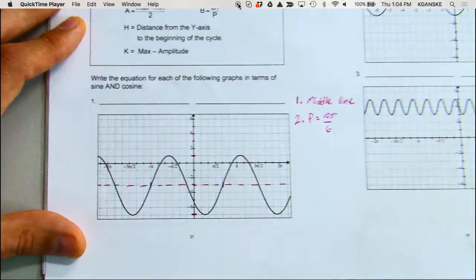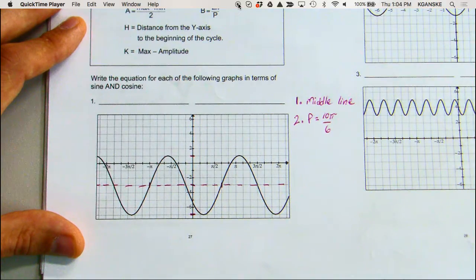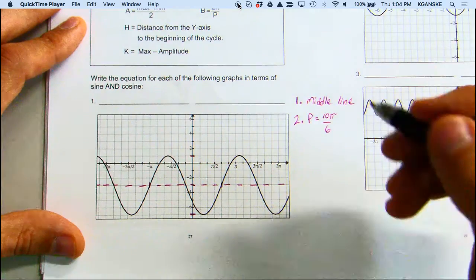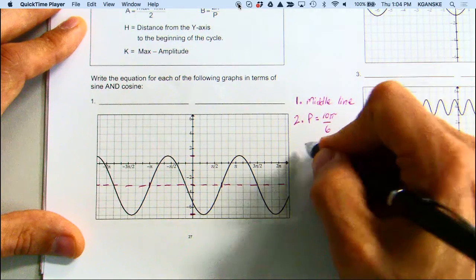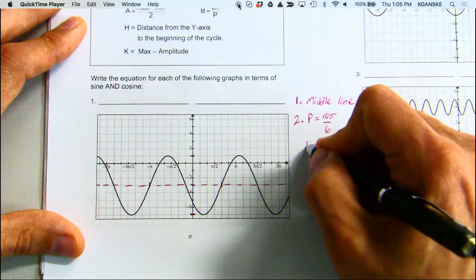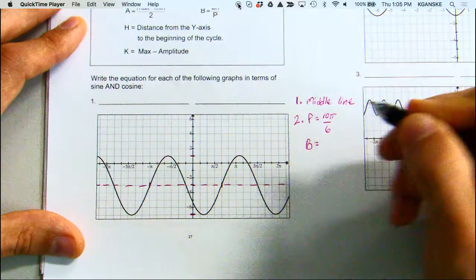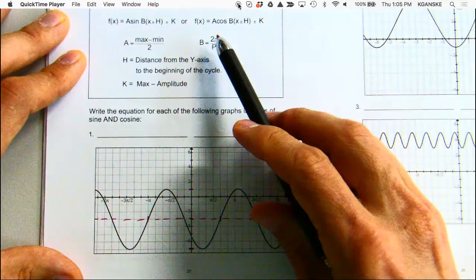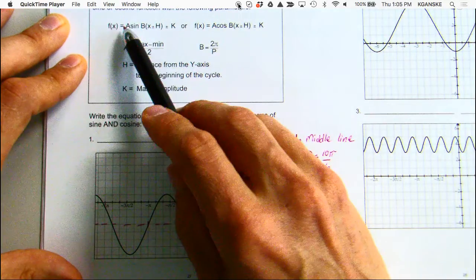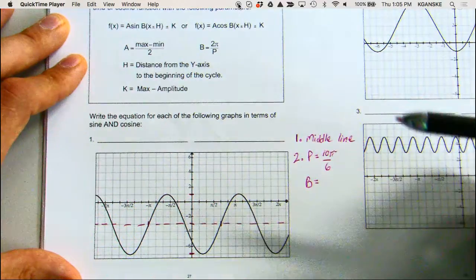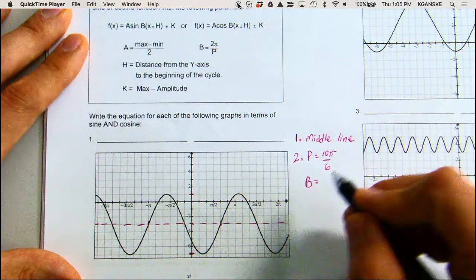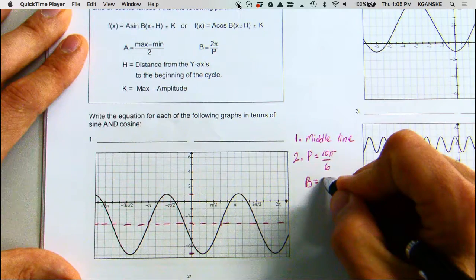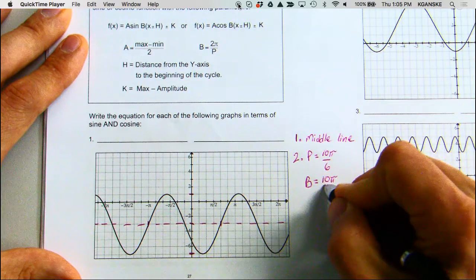Is that okay? All right. So it's kind of a weird number, but it doesn't matter. It is what it is. Okay. So now we're going to go find the b. And we're going to find out pieces for our equation now, right? We're just trying to fill in A, B, H, and K. All right? So we need B. Okay? So my B is going to be 10 pi over 6.